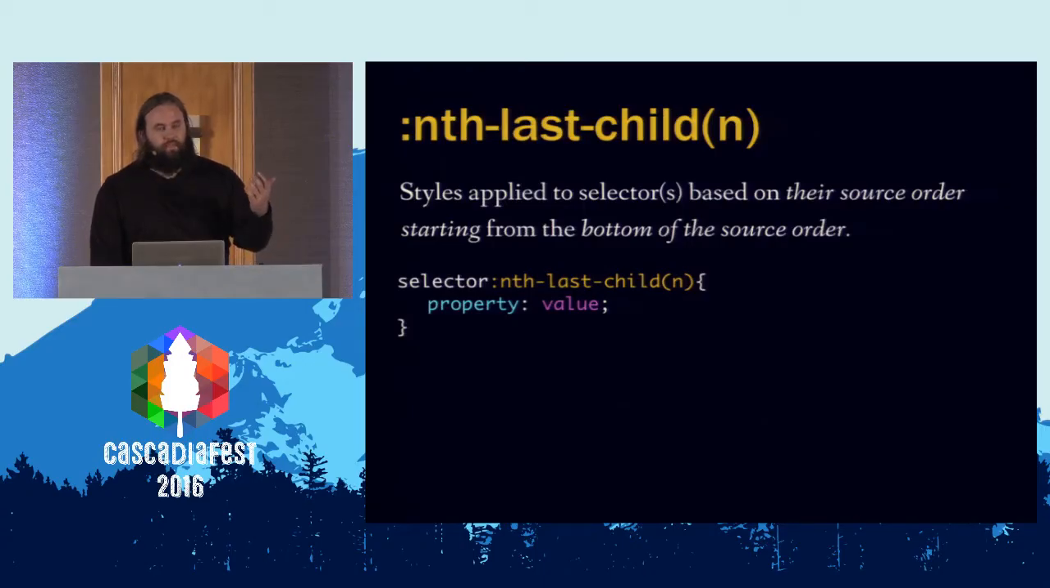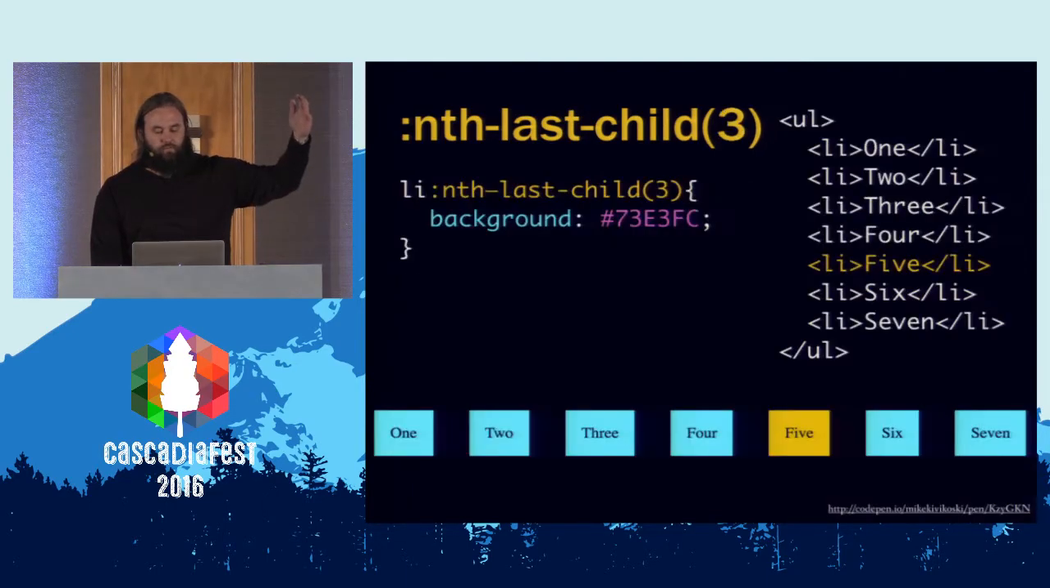And then there's also nth last child. The previous nth child starts from the beginning, nth last child starts from the end. So in 3, it's not 7 minus 3, it counts. So it's 7, 6, 5. That seems to hang a lot of people up. But you can count backwards from your last element.